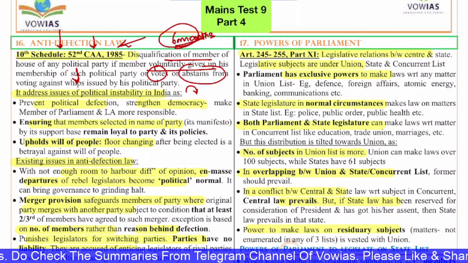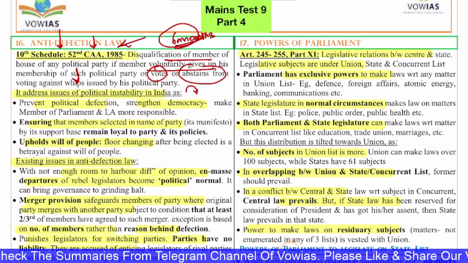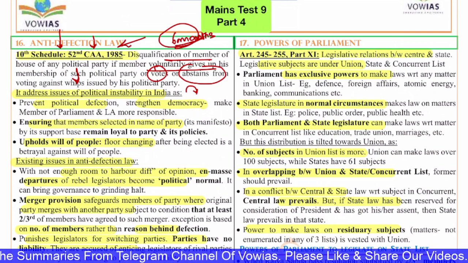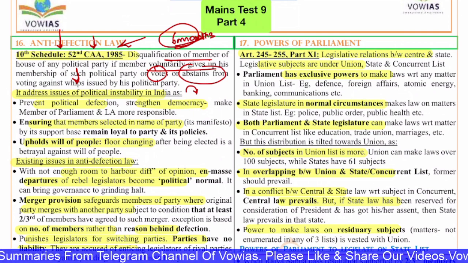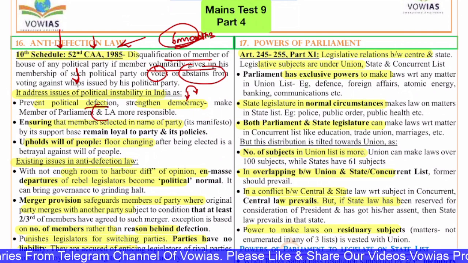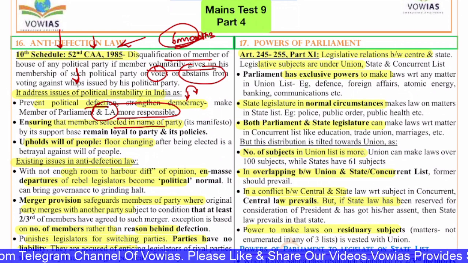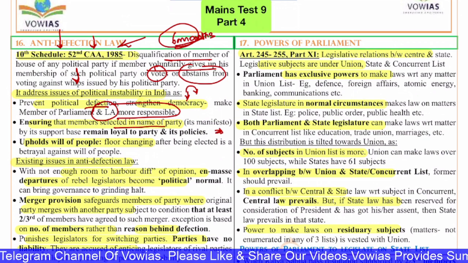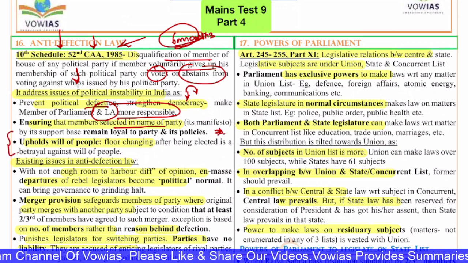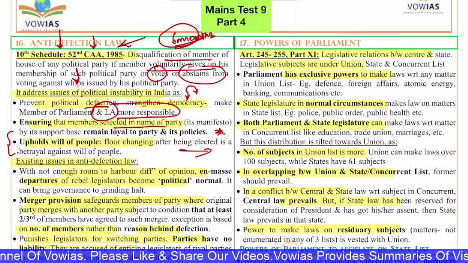The main intention of this anti-defection law is to stop this horse trading, but because of the issues in this law, we still see such instances. Now, the issues that this law addresses are: it prevents political defection, strengthens democracy, and makes members of Parliament and the legislative assembly more responsible. It ensures that members selected in the name of a party by its support base remain loyal to the party and its policies. It also upholds the will of the people. Floor changing after being elected is basically a betrayal of the people who elected them.